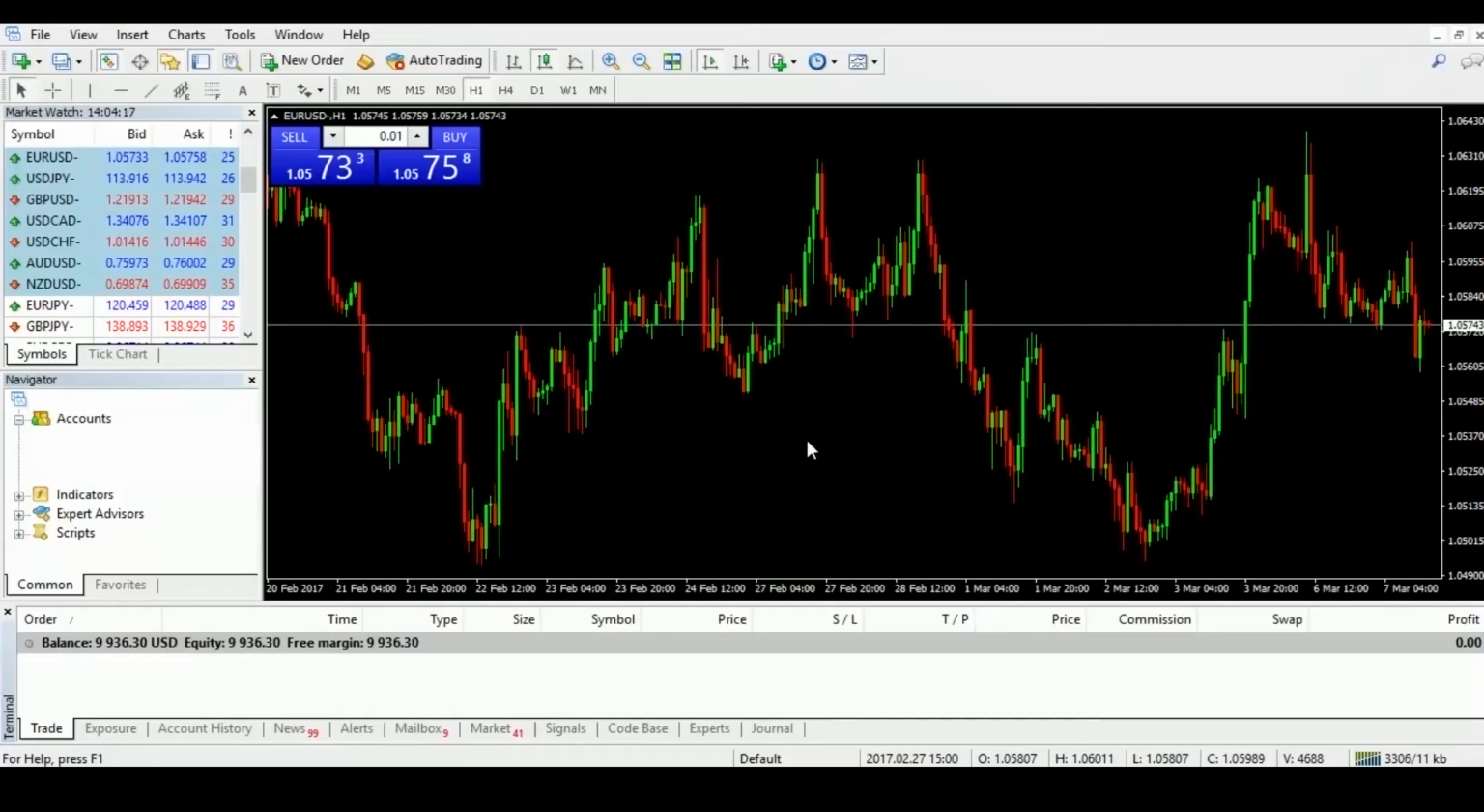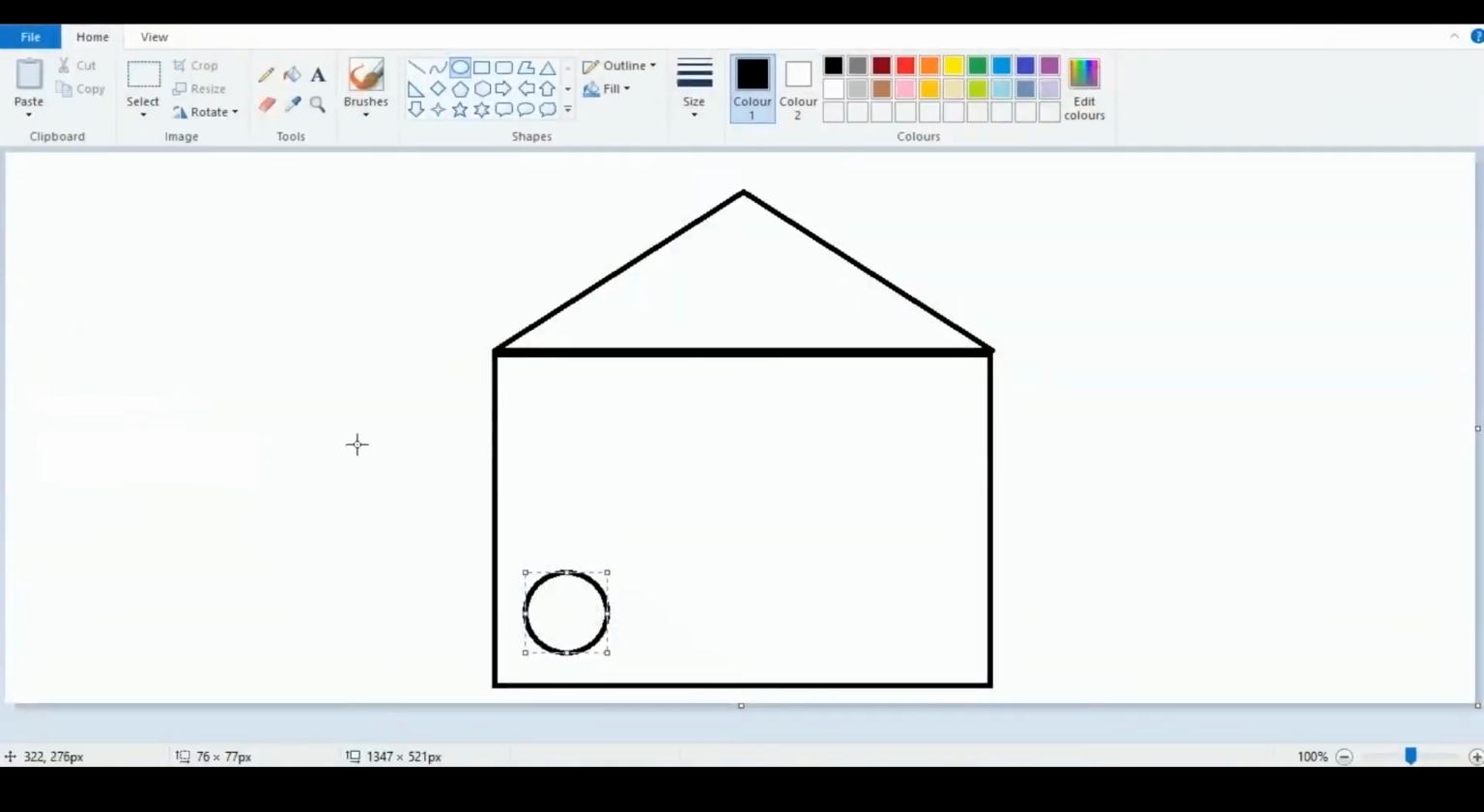Welcome to your class on support and resistance. Now, the easiest way to think of support and resistance is as a floor and a ceiling. So, let's think of it this way.